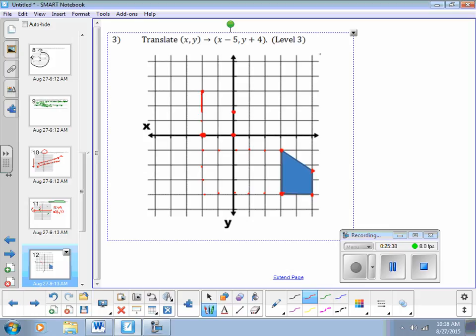And then connect your points and draw your arrow or your vector saying that's the way it went. That make sense? Yeah? Right? Any questions on that one right there? No? Okay. All right.